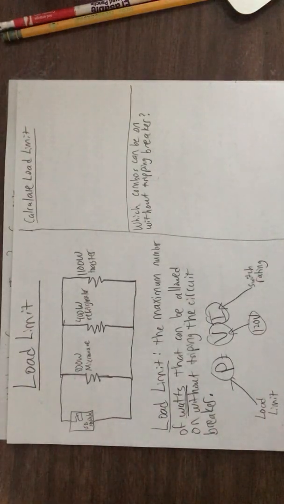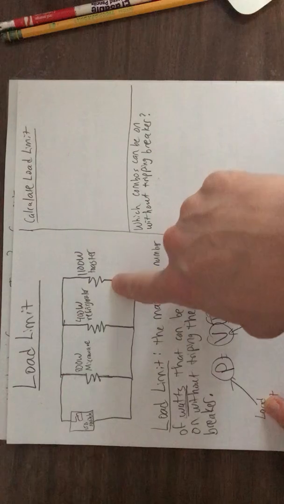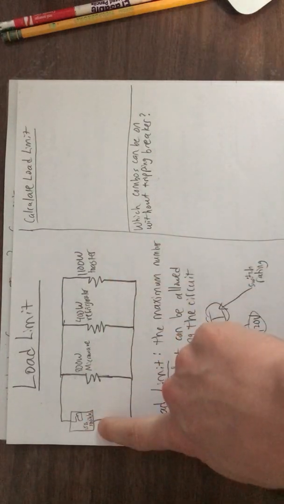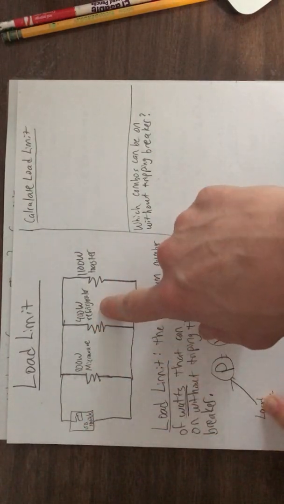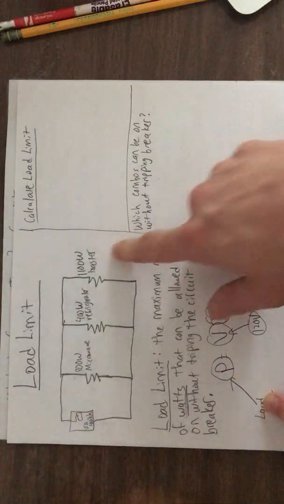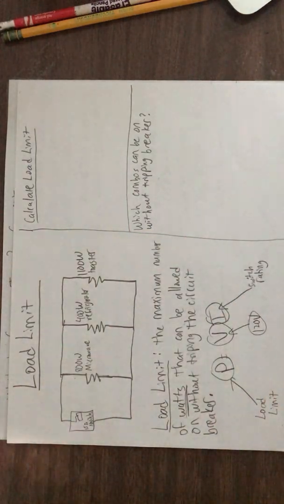Alright, so there is a faster way to determine if your circuit will blow with only one calculation. You don't have to calculate current at all. So I drew the same diagram we had before: 15 amp switch, 800 watt microwave, 400 watt refrigerator, 1100 watt toaster. Now I want you to copy down the definition of a load limit.